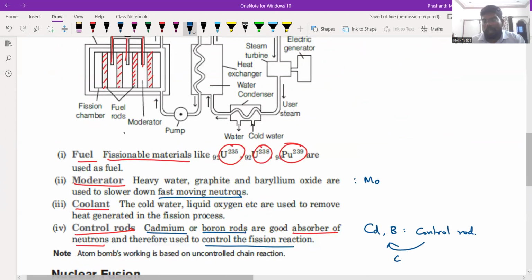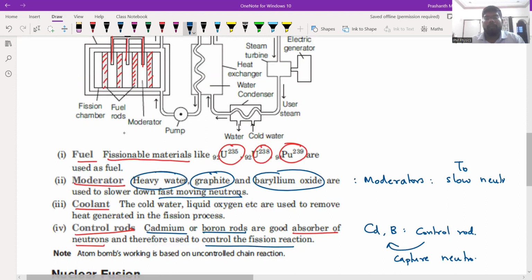Control rods are there to capture neutrons. And what are moderators there for? Moderators are to slow neutrons. The examples for moderators are heavy water, graphite, barium, and beryllium oxide. These are the examples used as moderators. Their only purpose is to slow down.